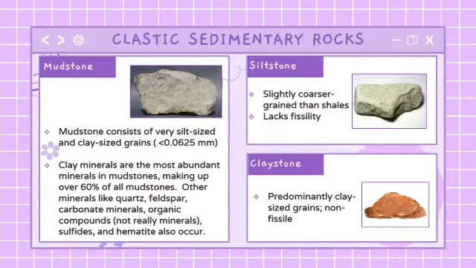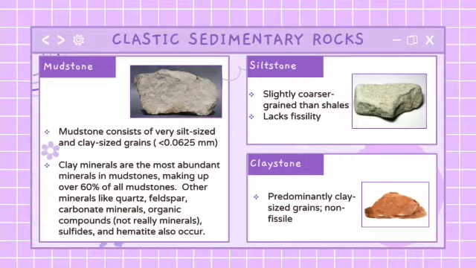Next one is the mudstone, siltstone, and claystone. Claystone is predominantly clay-sized grains, non-fissile. While mudstone consists of silt-sized and clay-sized grains and is often well consolidated with little pore space. Mudstones do not contain laminations or fissility, but they may contain bedding plane features such as mud cracks or ripples.